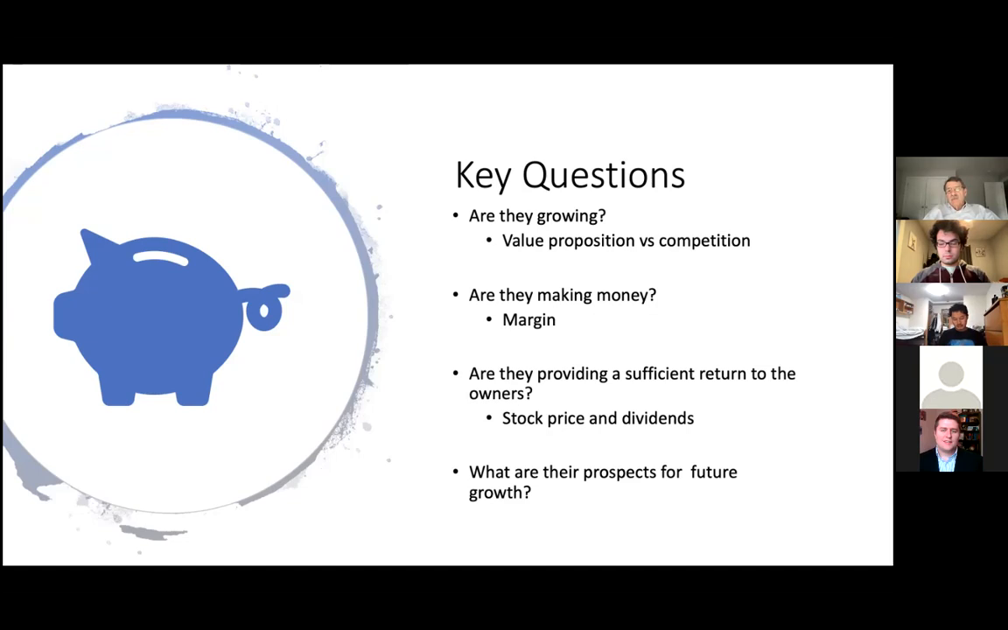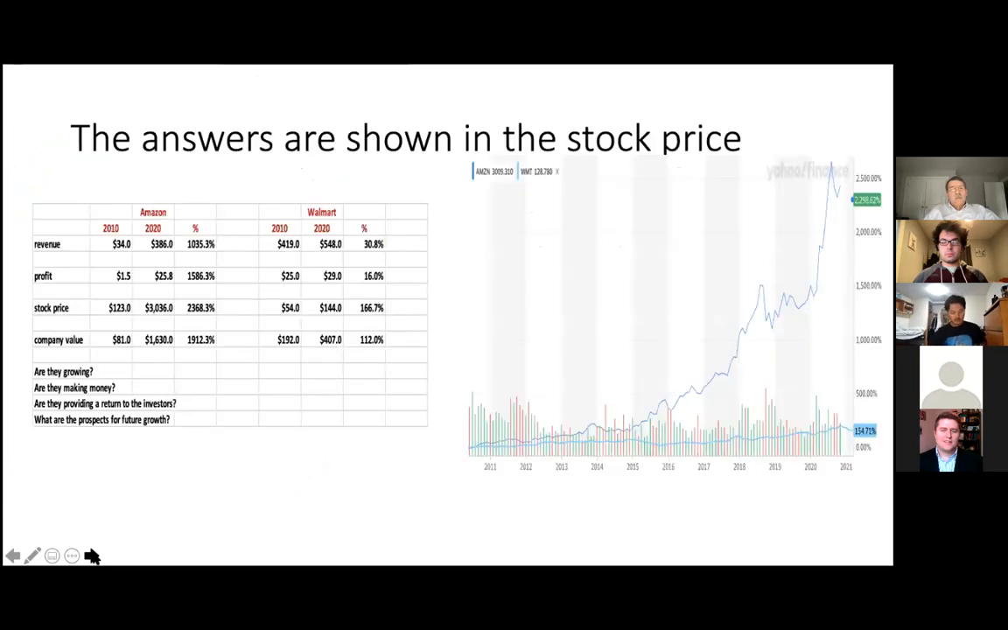Because you, as an investor, as an owner of the company, want your company to make money. Are they in a position to continue making money? And by owning that stock, are they providing a sufficient return to the investor, you being the investor? So whenever you evaluate a company, you look at three things. Are they growing? Are they making money? Are they providing a sufficient return? Then you can use that as the basis for the future, because when you buy a stock, you're buying the future of that company.